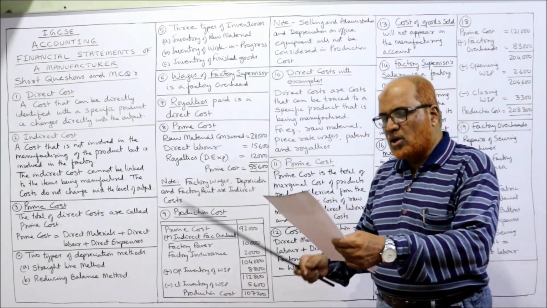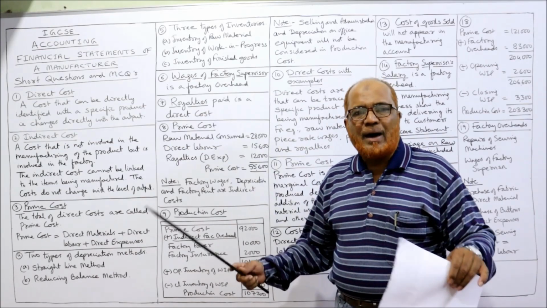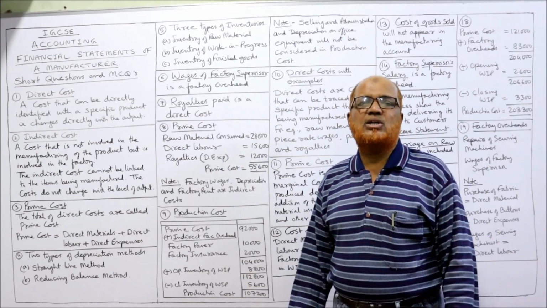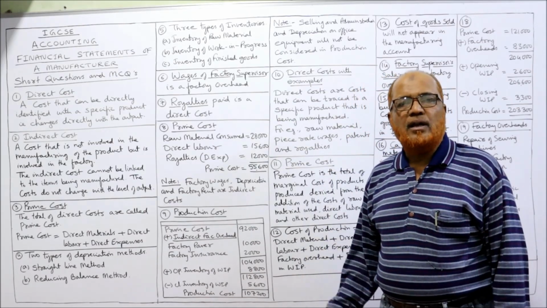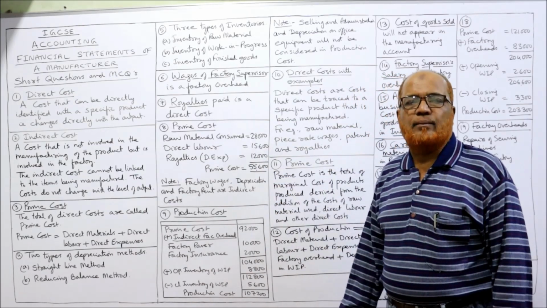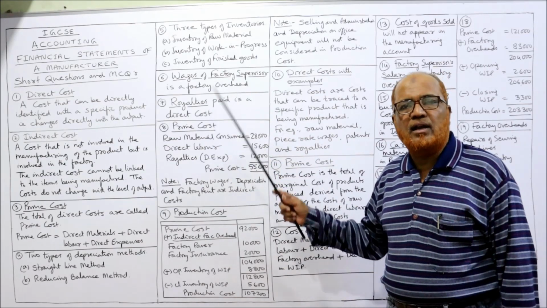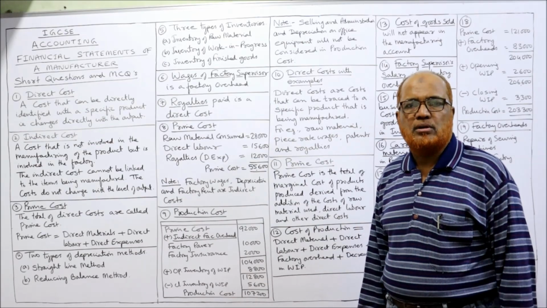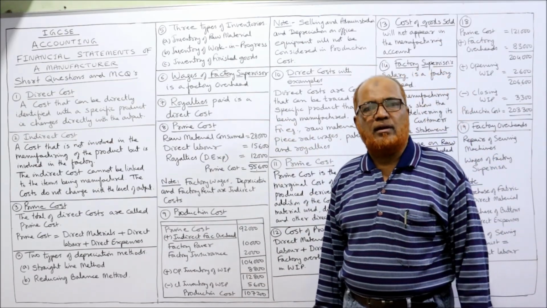Now, fifth question is, what are the three types of inventories? In a manufacturing organization, the three types of inventories are inventory of raw material, inventory of work in progress, inventory of finished goods. These three are the types of inventory.